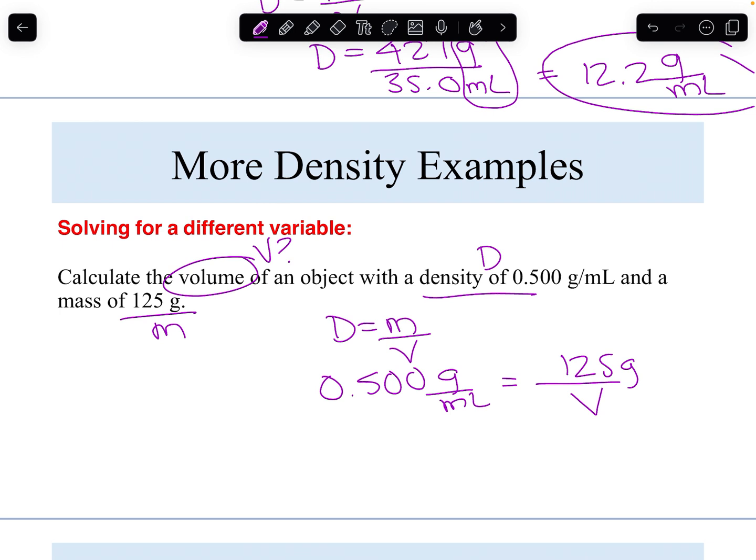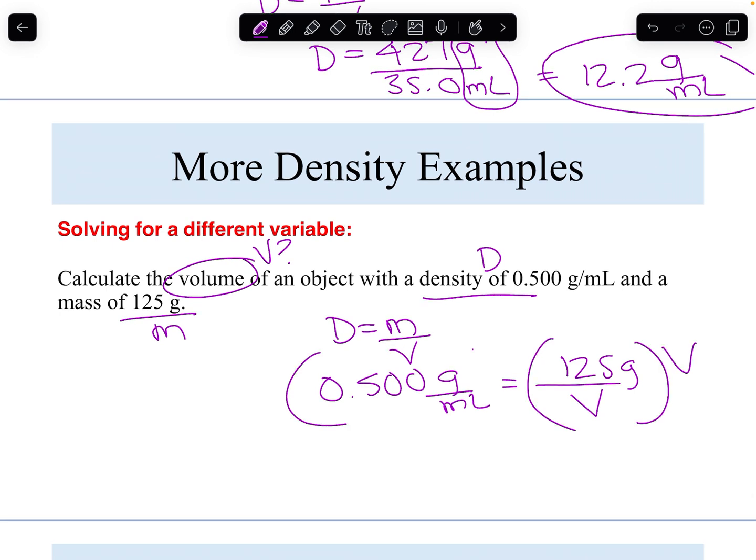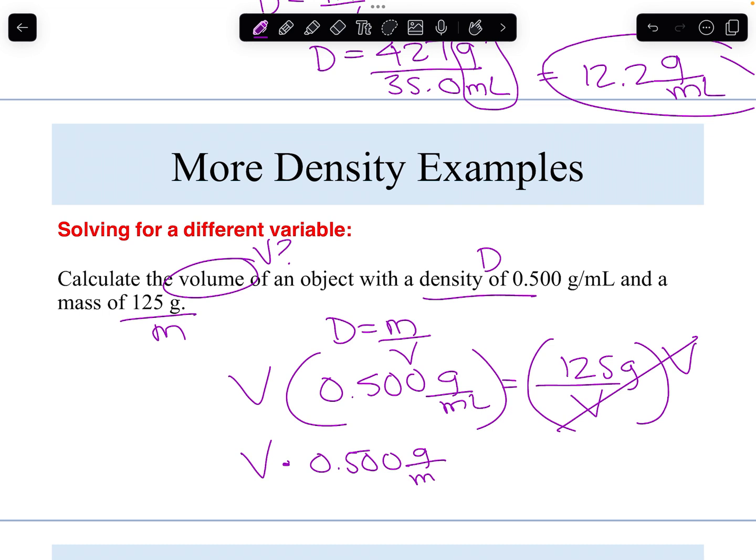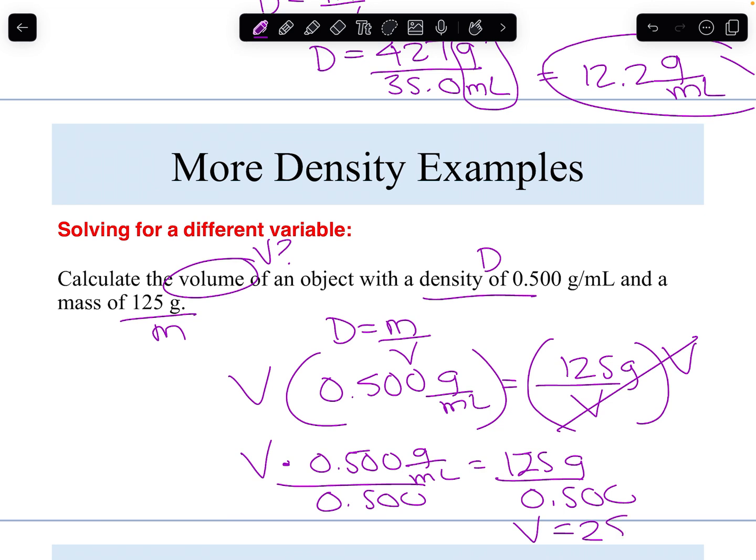Now, to solve this is usually where students get a little tripped up. When you have something on the bottom, you have to get it out of the bottom. So you're going to multiply both sides by that variable. So it equals V times 0.500 equals 125 grams. Okay? You're going to divide both sides by 0.500, get your V by itself, and your volume ends up being 250 milliliters. Okay?